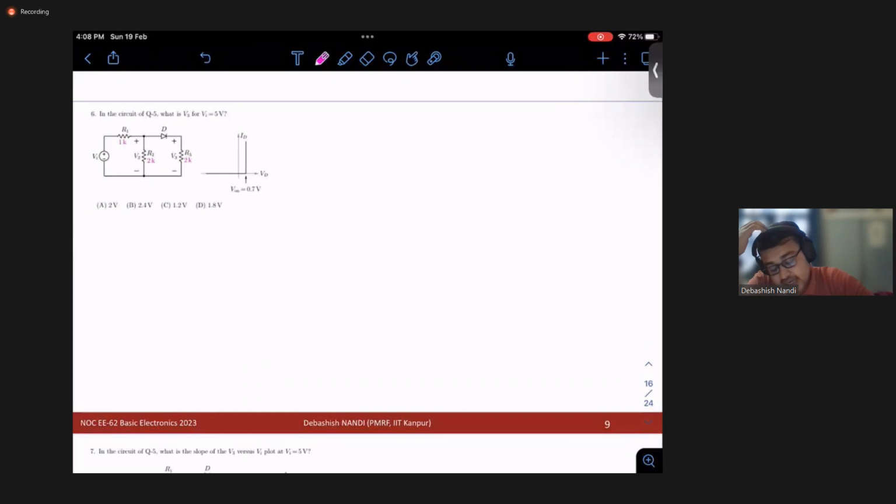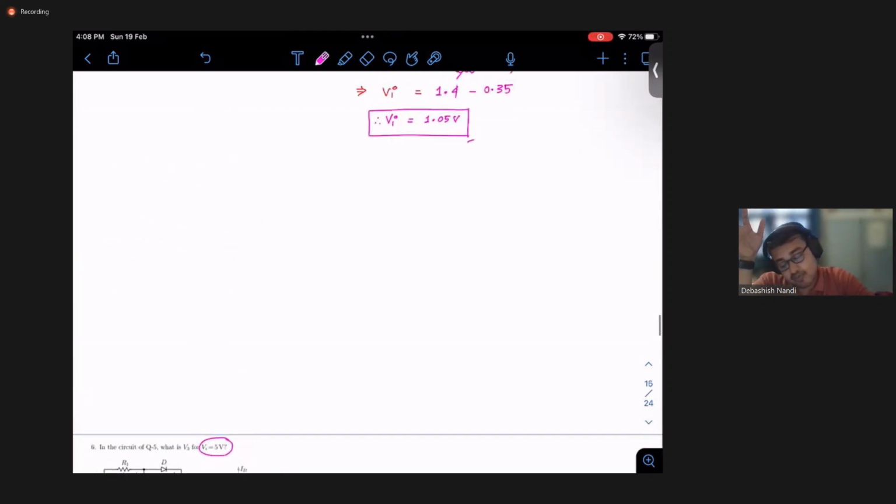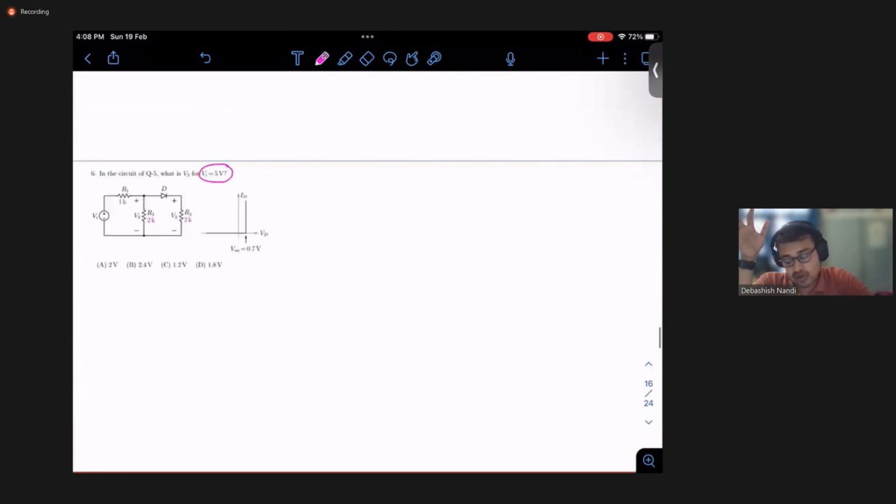Same circuit, but they have mentioned that Vi is 5 volt, right? That means we know that the diode is on, because we have found out that at 1.05 volt of Vi, my diode will be on. So now it is 5 volt, so the diode should be on. So my circuit will just look like the case when my diode is on.